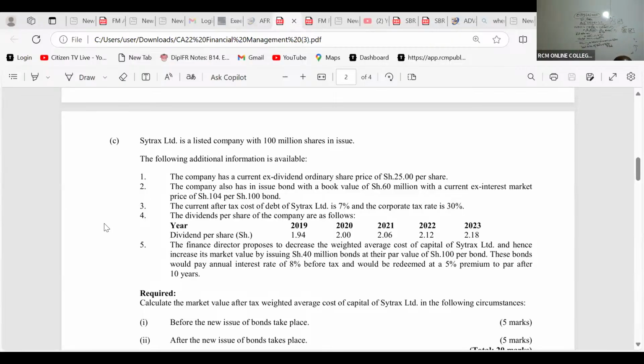So see here, they are telling me in note number 2, the company has also issued a bond with a book value of 60 million, with a current ex-interest market price of 104. So at least they've given me the market price of the bond. The market price of the bond is 104. And then we can see the par value is 100. So this is very, very easy.